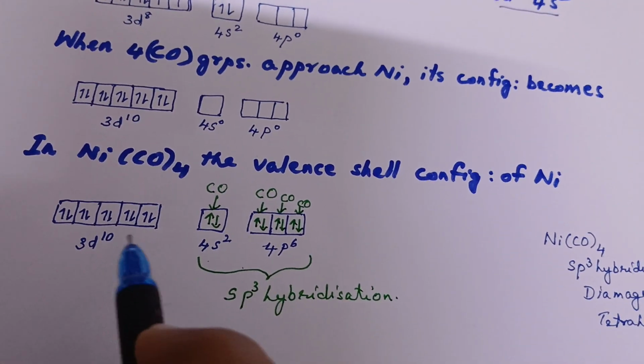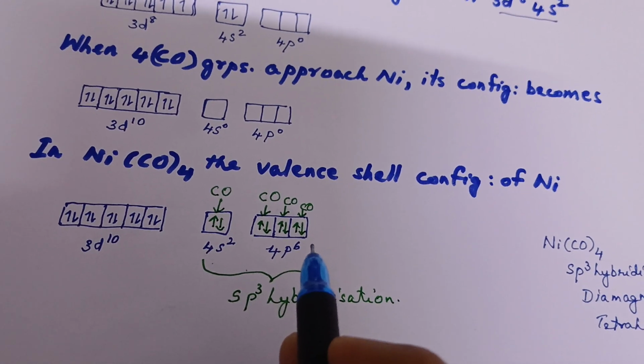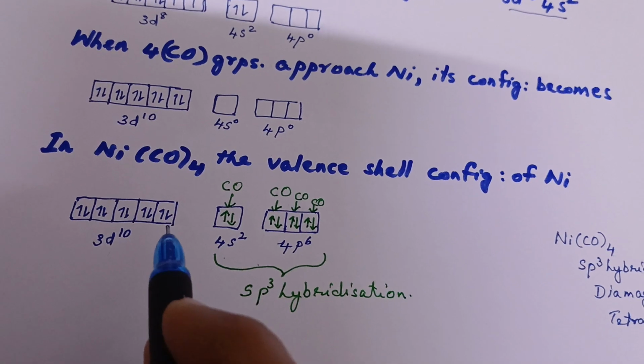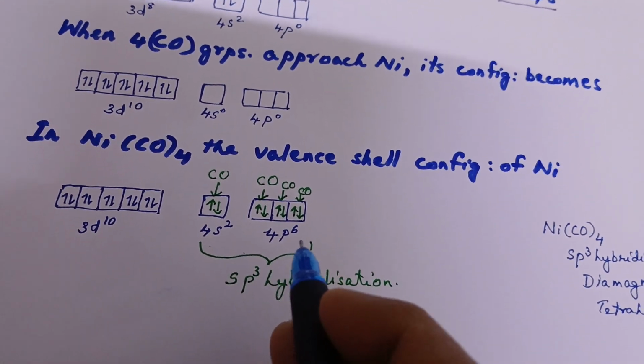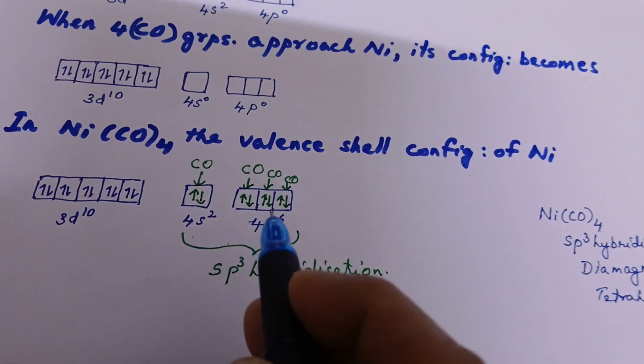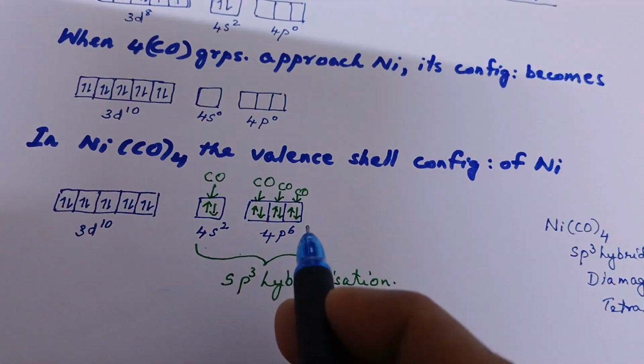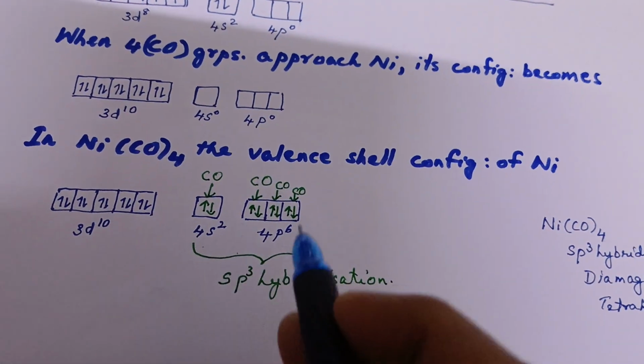Now let us look at the magnetic nature. Are there any unpaired electrons in these orbitals? 3d orbitals are completely filled, or electrons are paired. The 4s and 4p orbitals are also completely filled and the electrons are paired up. So there are no unpaired electrons.